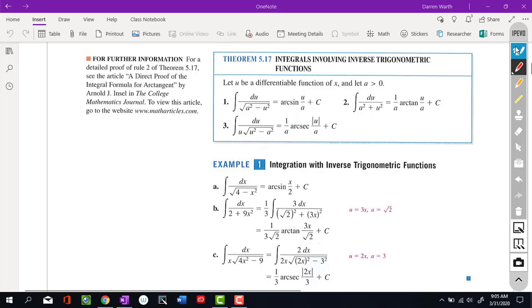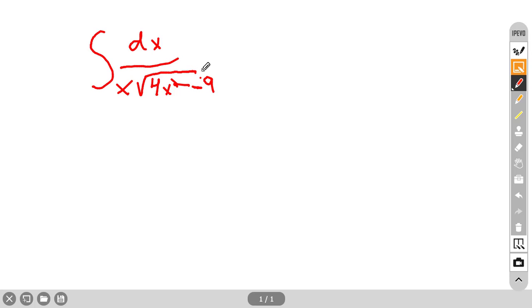So on this problem, I'll go ahead and bring up my whiteboard here. It says that we have the integral of dx, and that's all over x times the square root of 4x squared minus 9. So I'm going to go ahead and let my u squared equal my 4x squared.